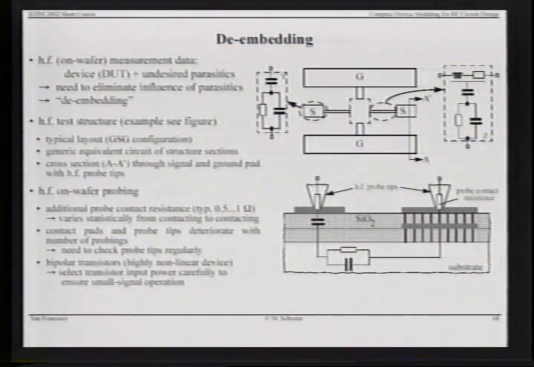What you see here is a typical what we call RF or high frequency pad, test pad and test layout, where we have a device under test sitting here. We have signal pads on both sides, which are connected with lines to the device, and there are many different types of layouts. This is just a schematic example here, and there are ground pads on both sides. So this is a ground-signal-ground configuration.